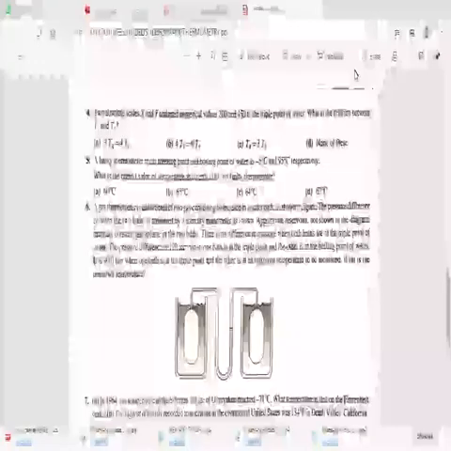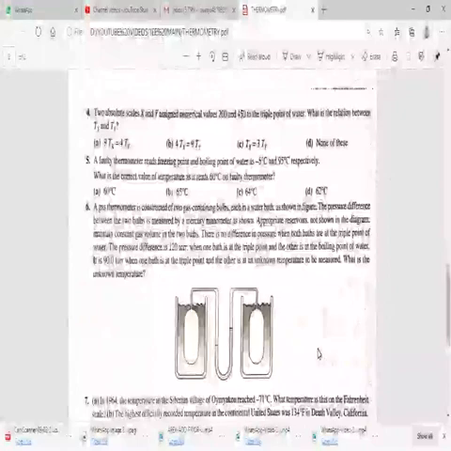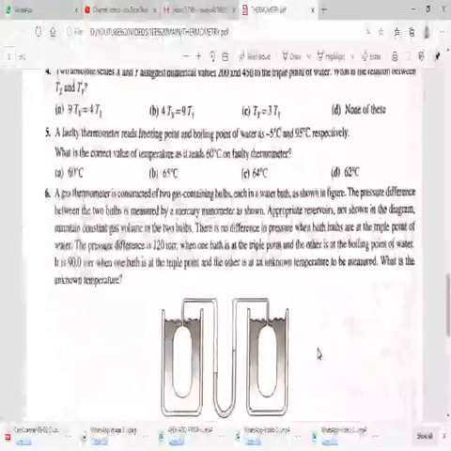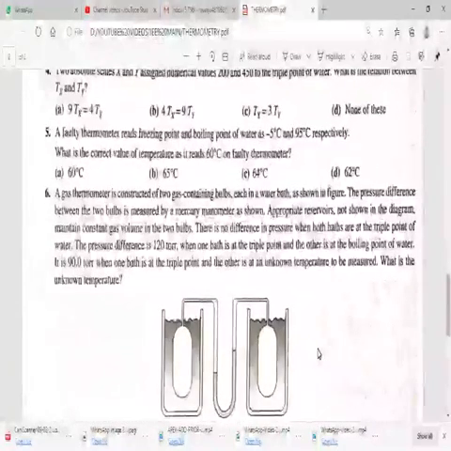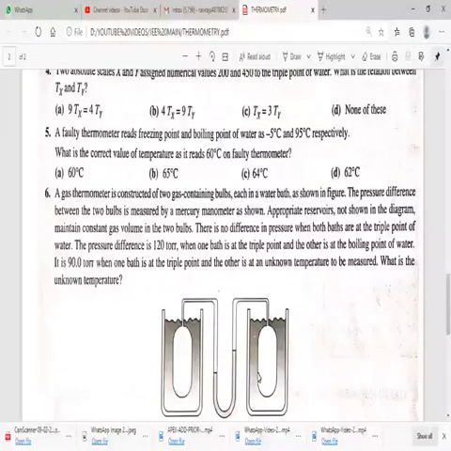See the question number 6 here. So I will just read the question. A gas thermometer is constructed of two gas containing bulbs, each in a water bath. Both the bulbs were kept in different water baths individually, as shown in the figure.